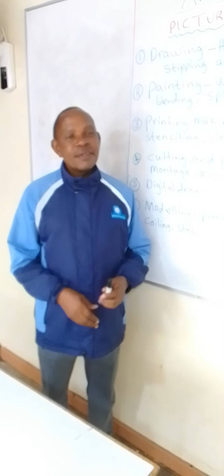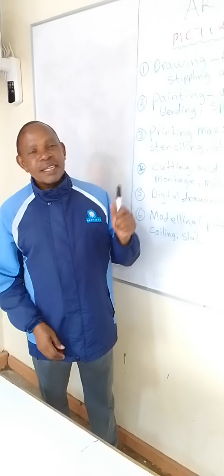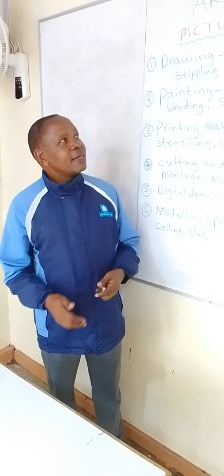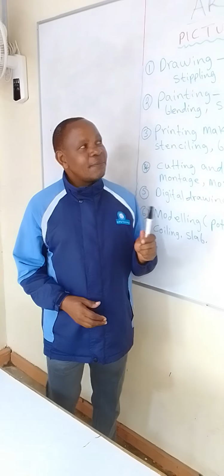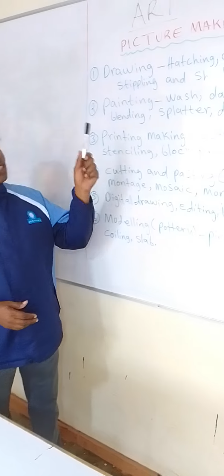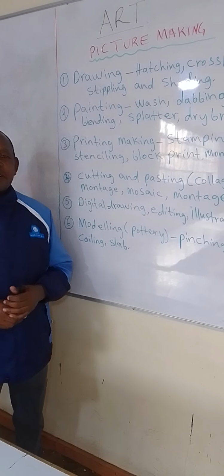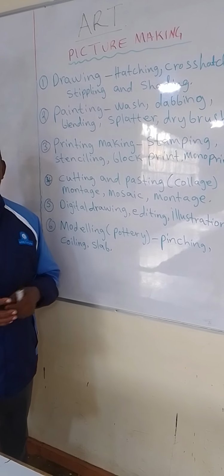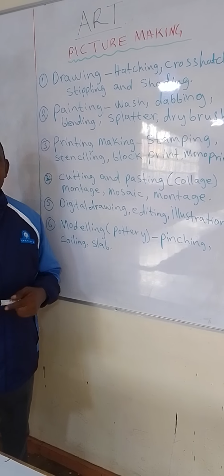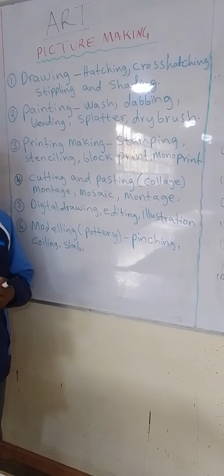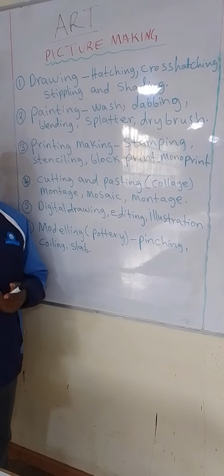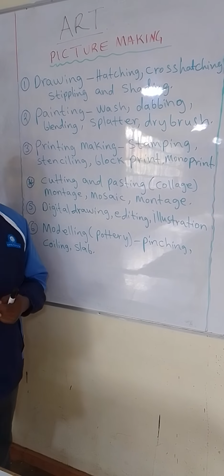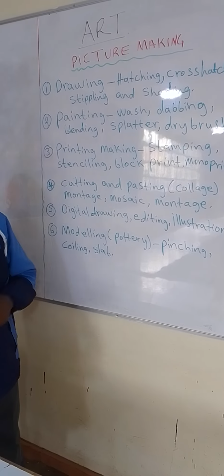Our today's lesson: today we want to learn the different techniques of making a picture. Now we have different methods. Number one, we have drawing. As we learned in the previous lesson, drawing is the art of making marks on a surface using dry media. We gave examples: you can use a pencil, chalk, crayons, and any dry media which you can use to create the artwork.